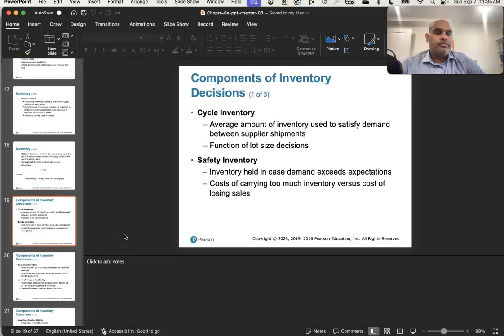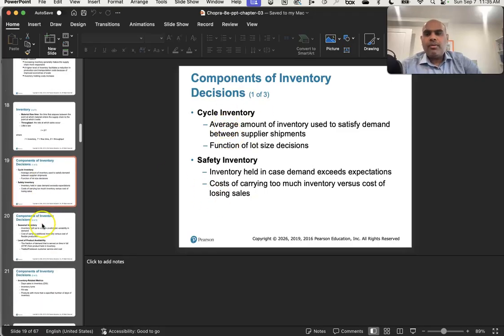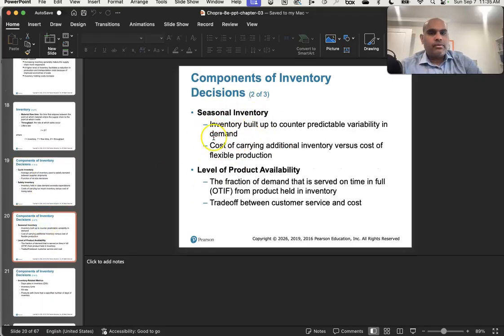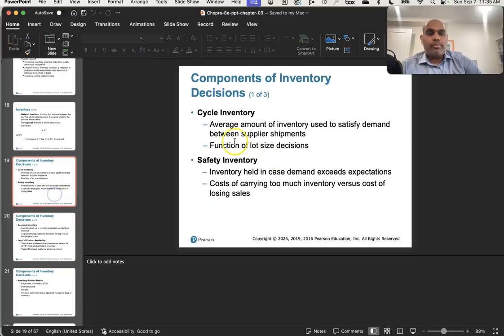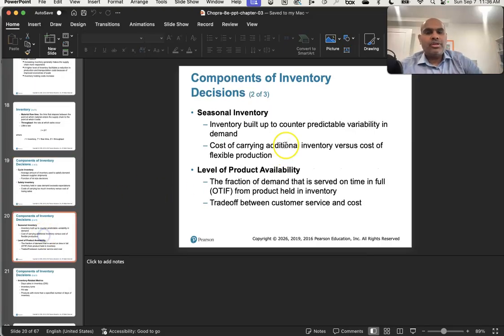So what are the components of inventory decision? We will spend time within the semester to go through all of this. We have cycle inventory, safety inventory, and seasonal inventory. We'll spend quite a bit of time on seasonal inventory. These are the different components of making decisions. Cycle inventory is inventory that you have to keep ordering on a continuous basis. Safety inventory is extra inventory that you keep in case your demand is very variable. And of course, seasonal inventory is specific inventory that you sell in specific seasons.